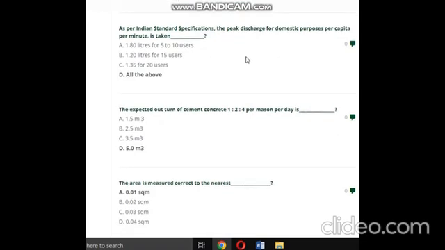As per Indian standard specification, the peak discharge for domestic purpose per capita per minute is taken as all of the above: 1.8 liter for 5 to 10 users, 1.20 liters for 15 users, 1.35 for 20 users. The expected outturn of cement concrete 1:2:3:4 per mason per day is 5.0 meter cube.